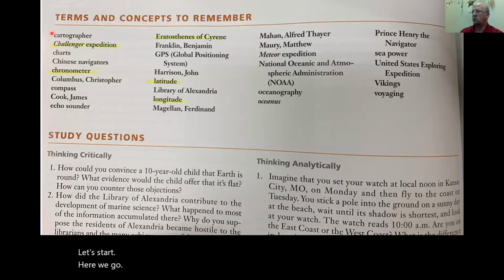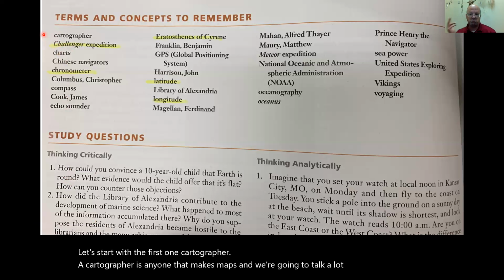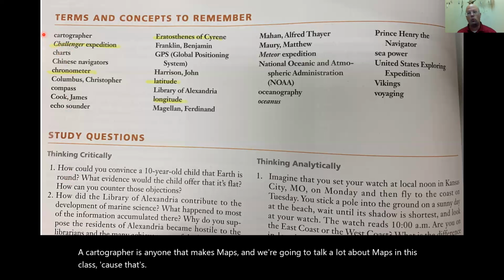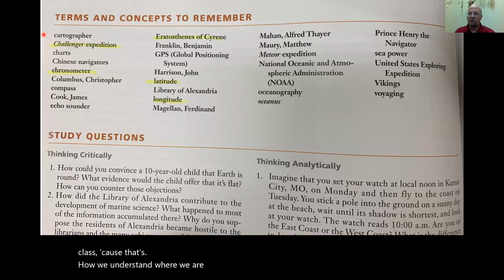Let's start with the first one, cartographer. A cartographer is anyone that makes maps. And we're going to talk a lot about maps in this class because that's how we understand where we are on the planet. So cartographer is anyone who makes or studies maps.